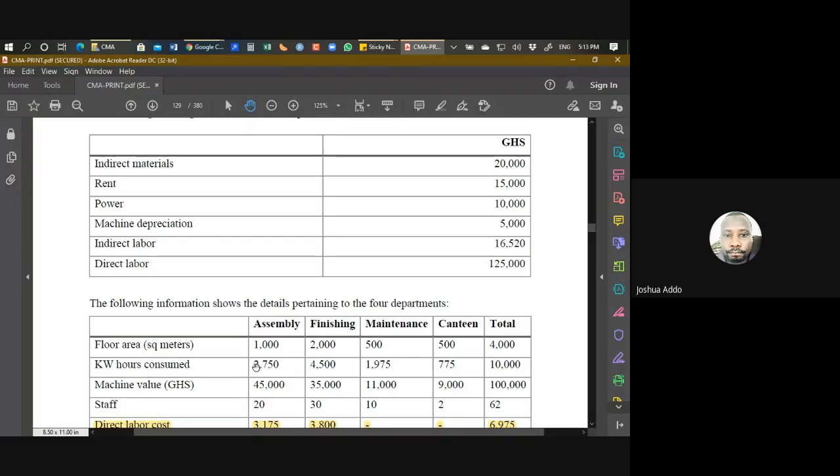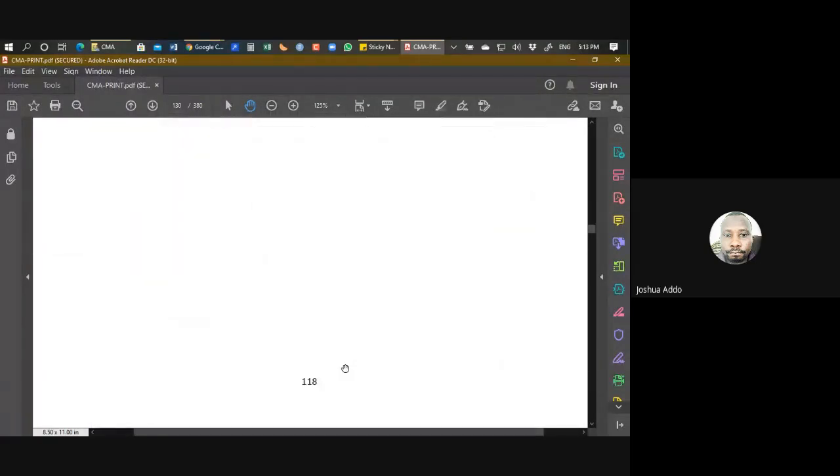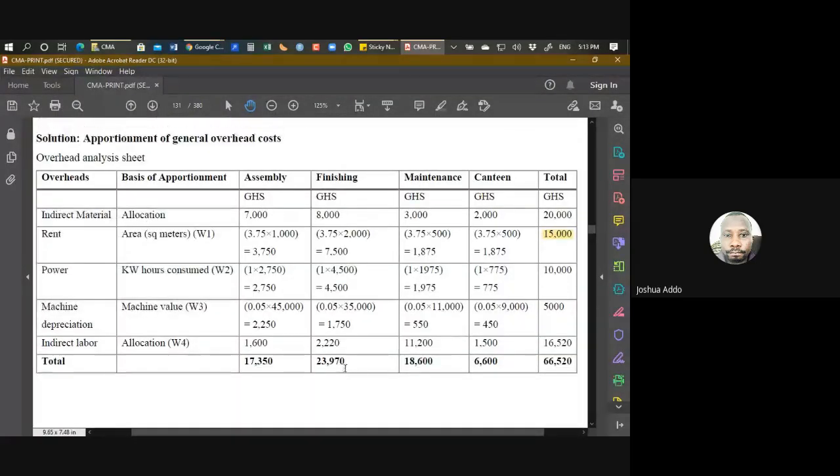So assembly has 2,750 kilowatt hours, and each of these kilowatt hours will be charged 1 Ghana cedi. So assembly will have 2,750. Finishing has a total of 4,500 kilowatt hours, and each of these hours will be charged 1 cedi of the power cost. And that is how it goes. If you look at the analysis sheet, you will see that power.